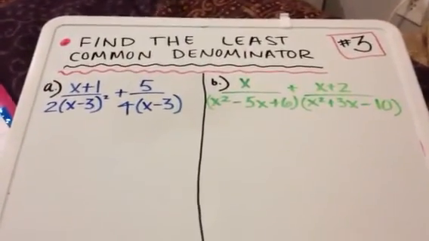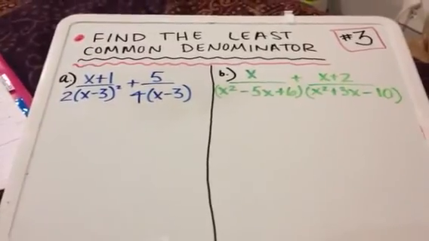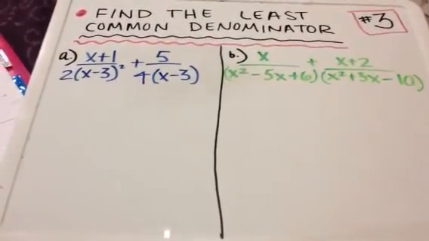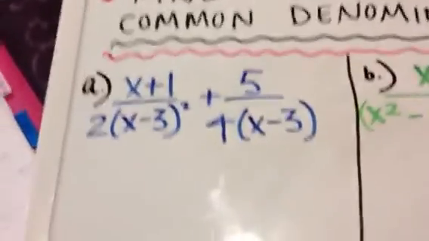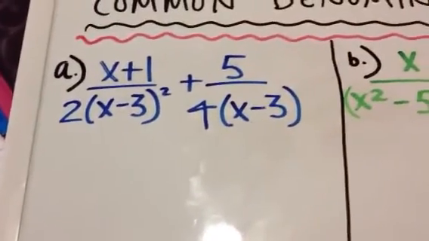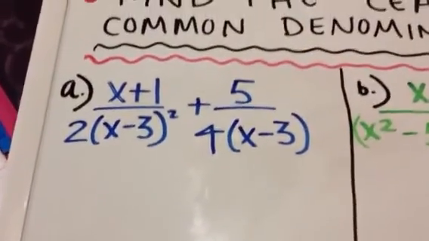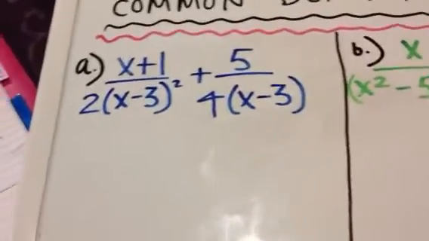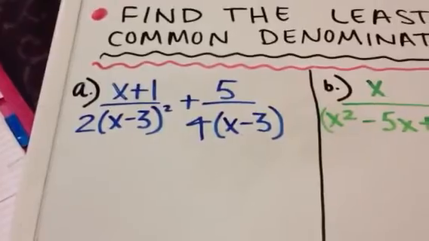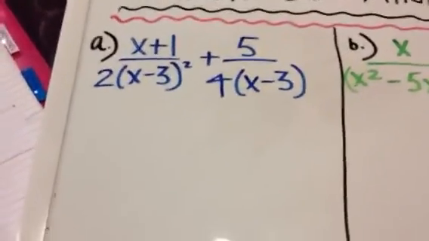Alright, so my problem is number 3, and I am trying to find the least common denominator. So for A, this is our problem: (x + 1) over 2(x - 3) squared, plus 5 over 4(x - 3). So we are trying to find the least common denominator of these two problems.